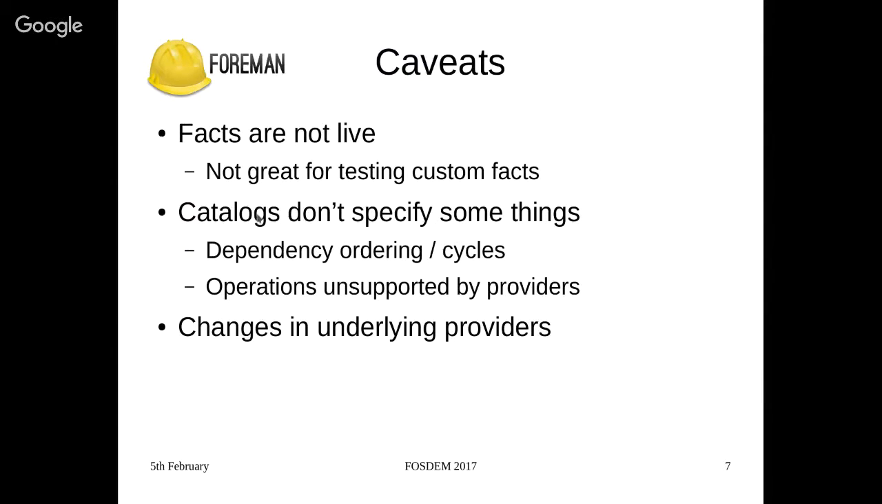Watch out for things that catalogs don't get to specify, so in particular dependency stuff. So you've noticed, for example, it spotted in our initial example that there was an extra blank line in the DHCP config, but it didn't show us in the diff that it would then restart the DHCP service. That's because dependency information is handled by the agent itself. Also watch out for operations that are unsupported by providers or changes in underlying providers themselves.